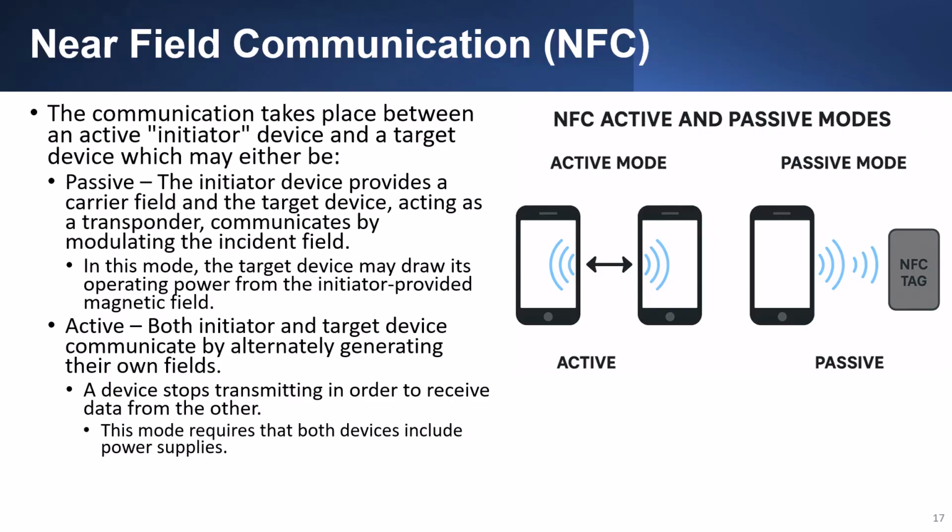In active mode, both initiator and target device communicate by alternately generating their own fields. The device stops transmitting in order to receive data from the other. This mode requires that both devices include power supplies.